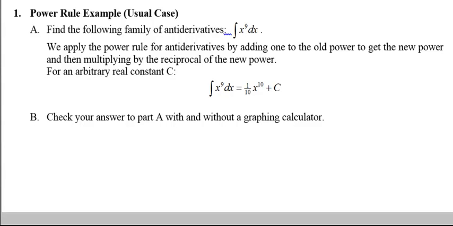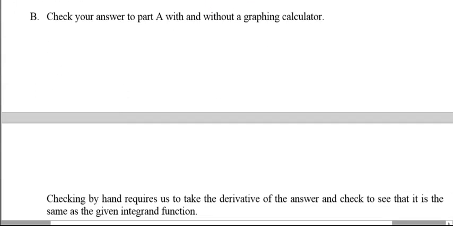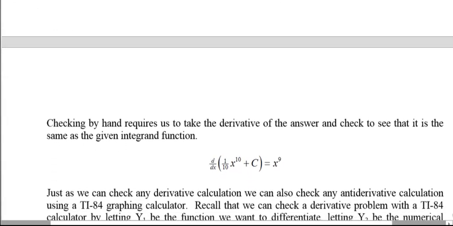Well, it's a pretty simple rule. You just take the power and add 1 to it, so from 9 it goes up to 10. And you multiply by the reciprocal of that power, which is 1/10, and then we add a constant. And there it is. That's all there is to it. Pretty simple. Now we want to check this with and without a calculator.